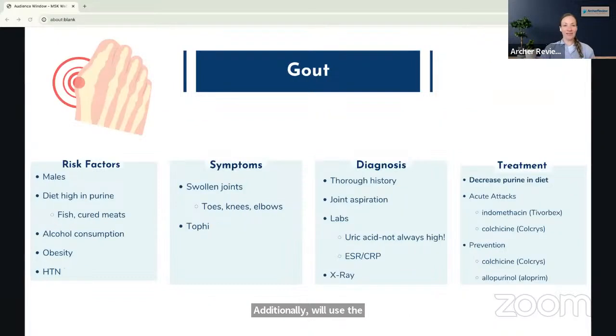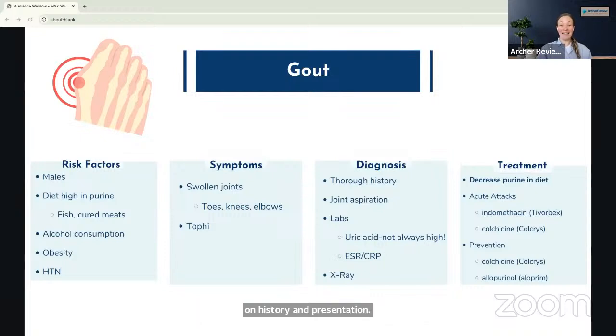Okay, moving quickly, sorry, gout. Common, think red, swollen joints. Men who have just been at a barbecue and maybe had some beers, might be a little overweight, may have some high blood pressure. The only real way to diagnose this is with joint aspiration, but we oftentimes will diagnose this just based on history and presentation. We can draw a uric acid level.